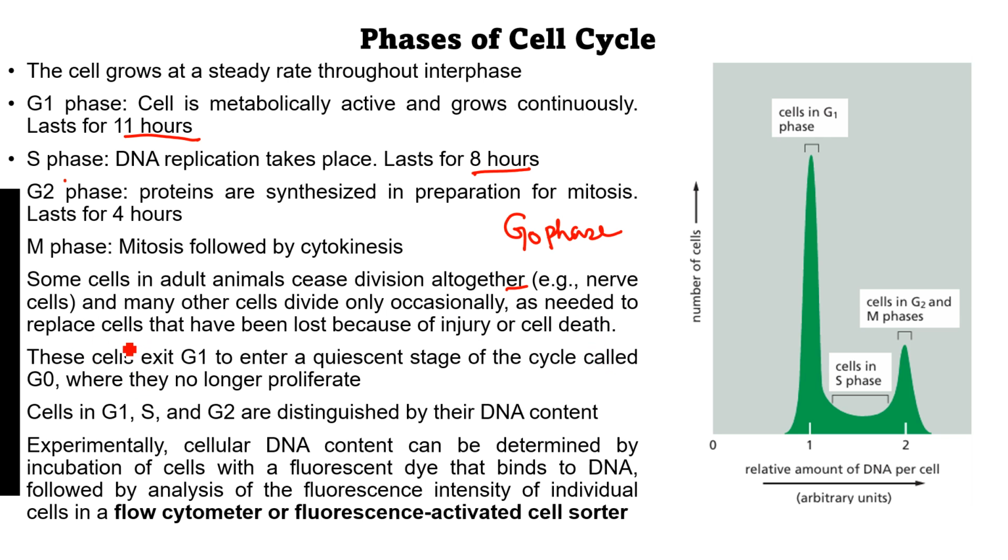So what happens? These cells exit the G1 phase to enter a quiescent stage of the cycle called G0, where they no longer proliferate. In the G0 phase, the cell remains metabolically active, but it does not divide further.